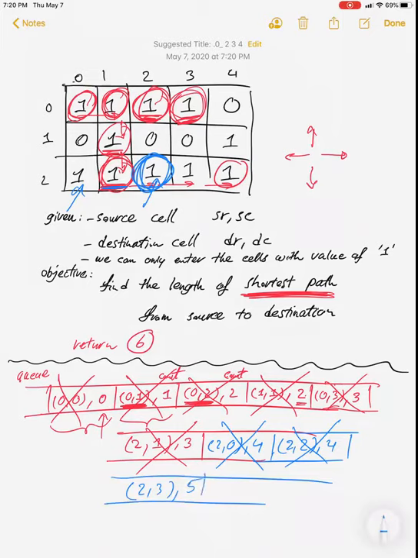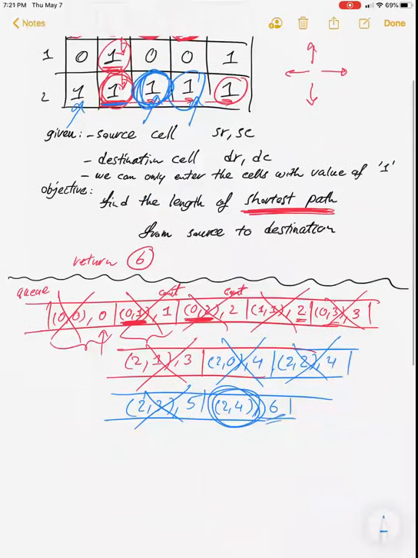Now we will pop this guy, and we will pop this guy, and we will add the other one, which will be 2 and 4. And the count will be 5 plus 1 is 6. And this is the destination. We reached the destination. Whenever we reach the destination, we will return the count. The next time I pop this guy, I will see that the node is the destination. So I will return count, which is 6 right now.